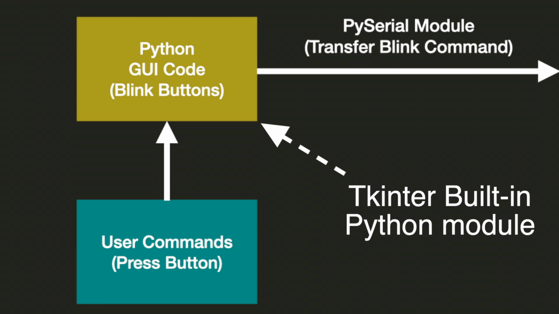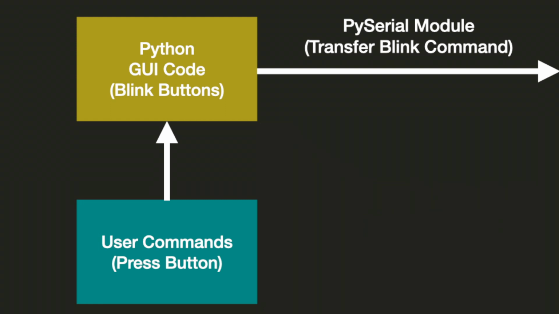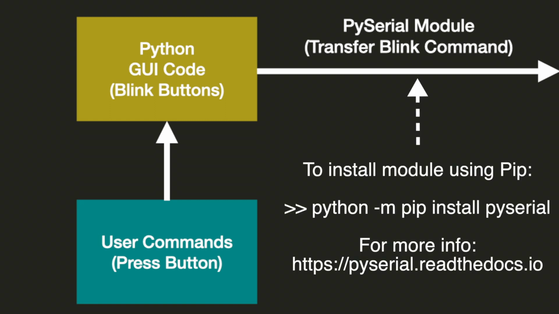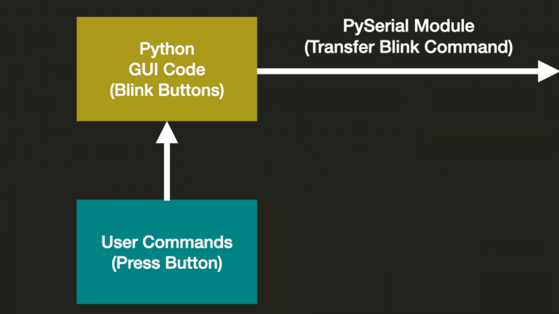The way that we get the button state, whether it's on or off, is to use PySerial, which transfers that button state to the Arduino. PySerial uses a serial communication protocol, and this is a third-party module that you'll need to download in order to have that module supported. So go ahead and get that if you don't have it already.